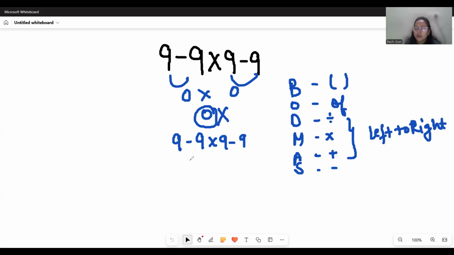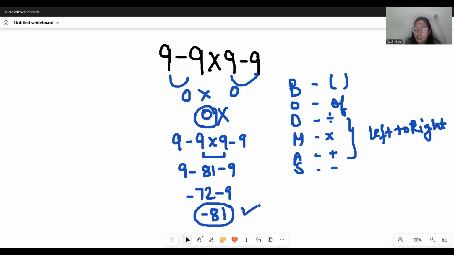So let's solve this expression with the help of the BODMAS rule. So 9 minus, first we do the multiplication. So 9 times 9 is 81, minus 9. 9 minus 81 is 72. But with the negative sign, negative 9 gives negative 81.